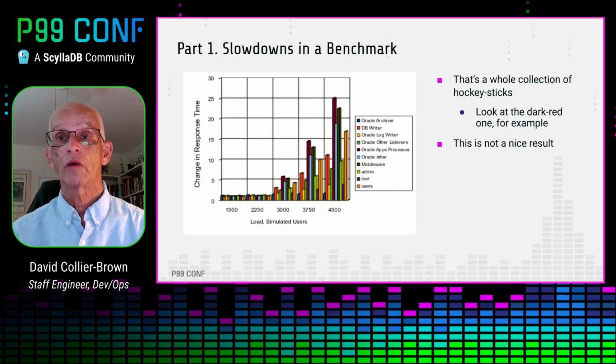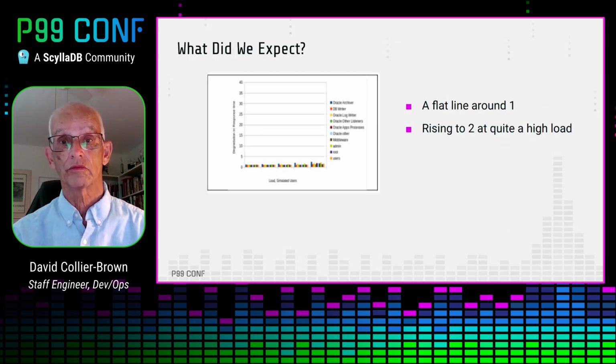At the same time, I was posting results from a TeamQuest model on the wall. That's the graph. It's more than a little bit of an eye test, but the engineers dove at it. If you look at the dark red bar labeled Oracle Apps Processes, you can see it's one example out of a collection of hockey sticks, each starting to slope up somewhere around 2,250 simulated users, and headed rapidly upward at 3,000. What we wanted, on the other hand, was a really flat line with little slowdown in response time.